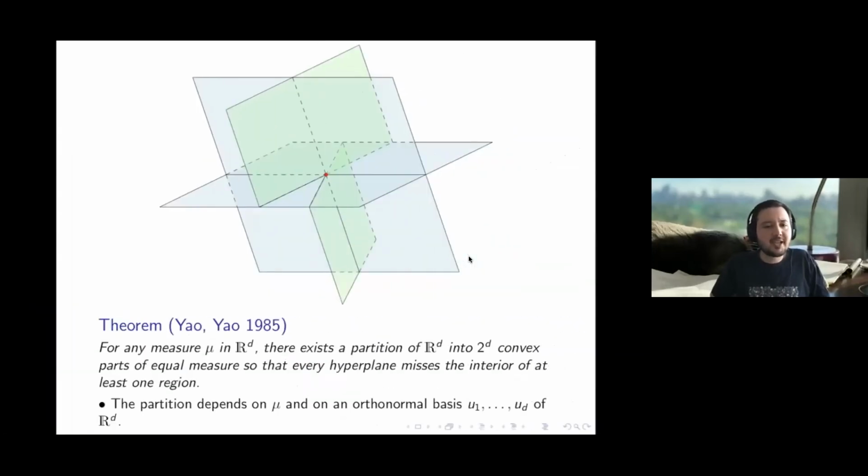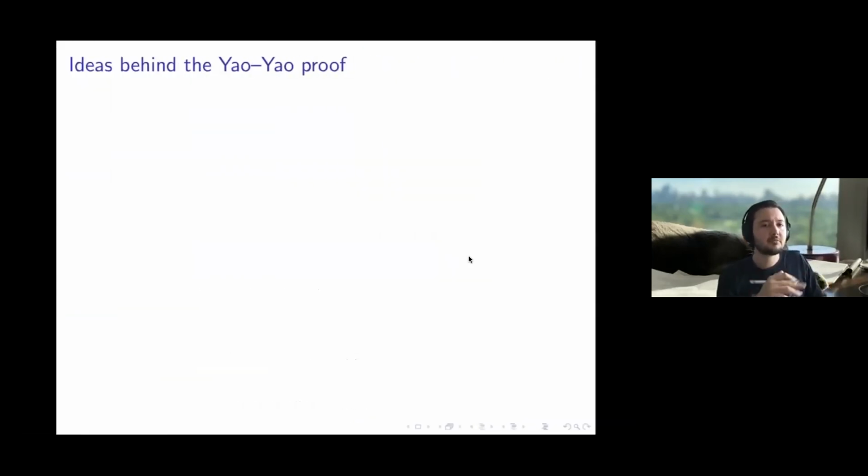So the partition actually depends on the measure and an orthonormal basis of R^d, which is also good news for us because it's hinting at Stiefel manifolds. And every partition has what they call a center. In this case, it's this point, which satisfies some properties. So if you give me the measure and the basis, I'll give you the partition, and I can tell you where the center is.